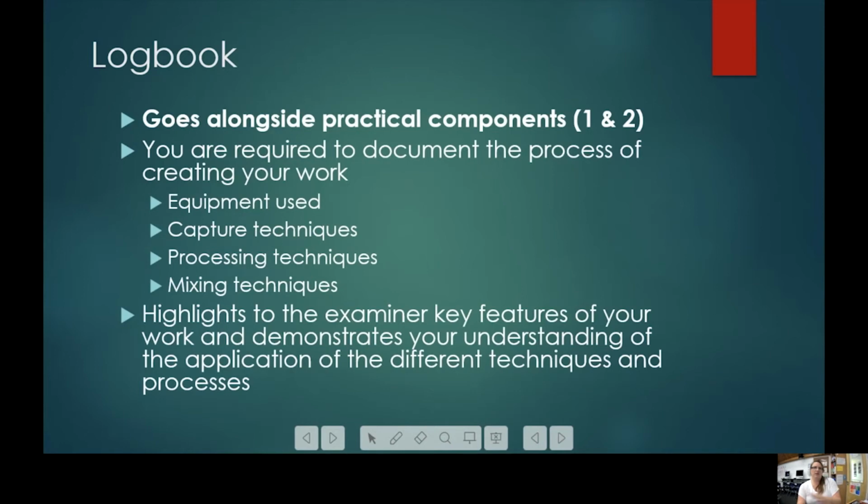What goes alongside components 1 and 2 is a logbook, and it's a written document really that records the process of creating your work. So you have to explain the equipment that you've used, the way that you've captured your audio, any processing and mixing techniques that you've gone through. And what this does is highlight to the examiner the key features of your work and demonstrates that you understand the application of those different techniques and processes.